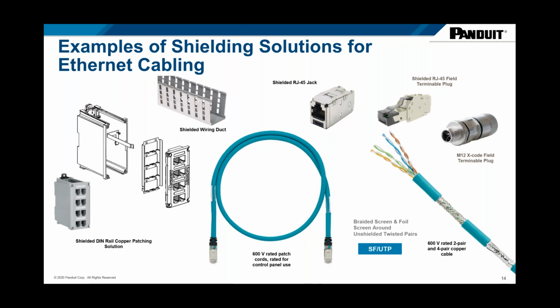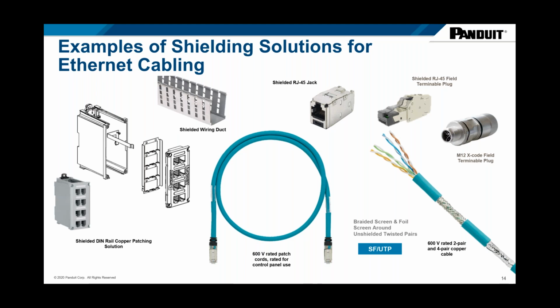So here's some examples as you're building out your shielding system within a control panel, or for the more of the machine level environment where you're installing components in a control panel. The cable's a big factor in it, right? Either your patch cord or your bulk cable, trying to make sure you've got the right amount of screening in it, that you've got the right amount of insulation on that cable as well, so it's electrically safe. And then teaming that cable with the right jack, field term plug, or M12 plug that can also be shielded, right? From an installation perspective, there are components out there that help ease the installation as well. So on the left-hand side, we're showing you a DIN rail patching solution that is shielded itself.